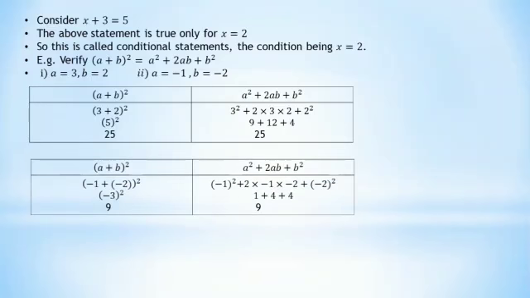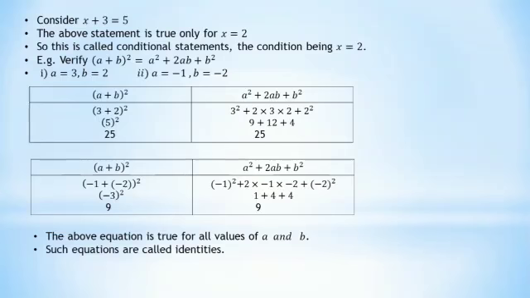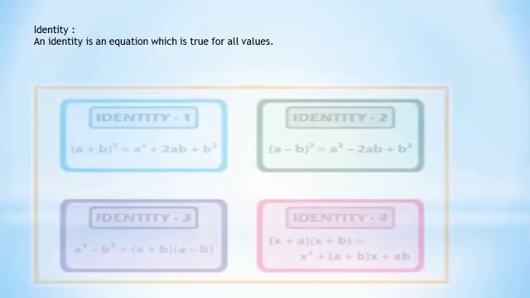Now again, (a plus b) whole square is LHS. A square plus 2ab plus b square is RHS. Both LHS and RHS are equal. So the above equation is true for all values of a and b. Such types of equations are called identities. So what is an identity? An identity is an equation which is true for all values.